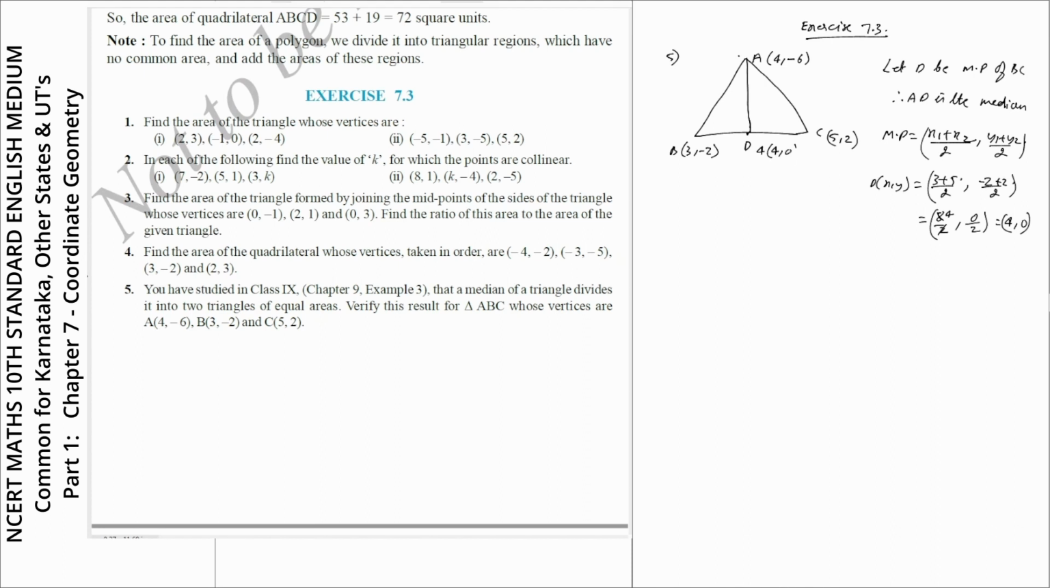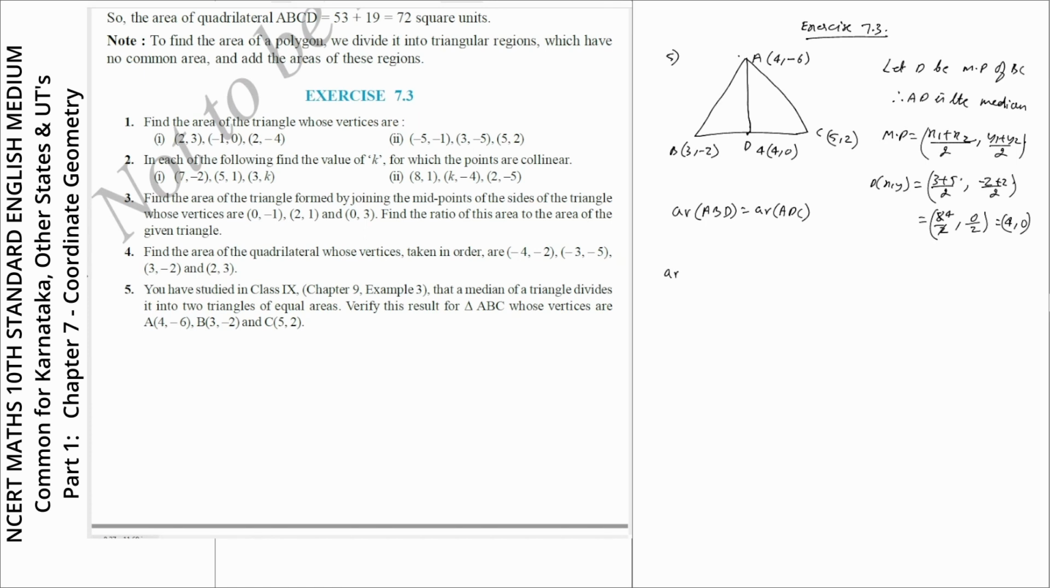Okay. Now I should verify that the area of triangle ABD will be equal to area of triangle ADC. So in any triangle this is true. If there is a median, as shown in the figure, if AD is the median of this triangle ABC, then area of triangle ABD is equal to area of triangle ADC. So let us check whether this is true or not.